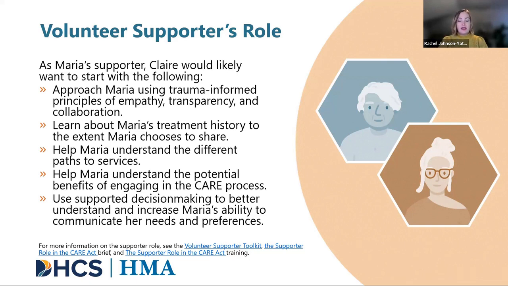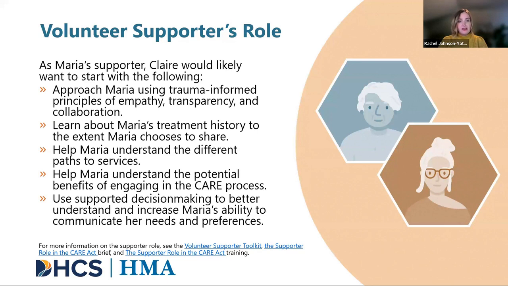For a lot of people, engaging in treatment or the care process itself may feel anxiety provoking, and the more information that we have and the more that we understand what is happening, the more comfortable we will feel and the less anxiety provoking that it will be. And again, using that supported decision-making approach to better understand and increase Maria's ability to communicate her needs and preferences.